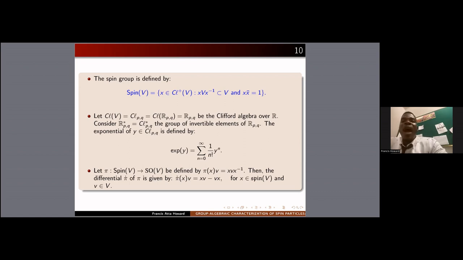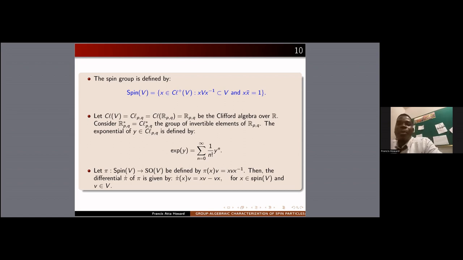The exponential of Y, any element Y belonging to the Clif of PQ, is defined by exponential of Y, which is the summation N equals zero to infinity Y^N over N factorial. When we take pi and let pi be a map from the spin V to the SOV, which is a special orthogonal group, we define this by the pi of X V to be X V X inverse. Then we look at the differential of the pi, and we give this differential as the XV minus the VX.